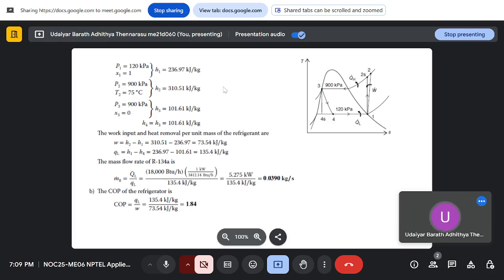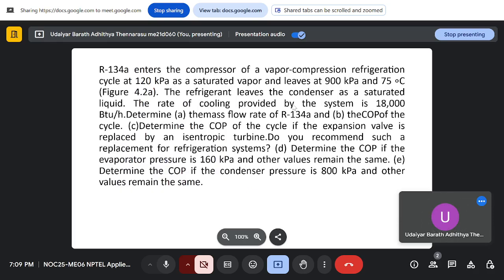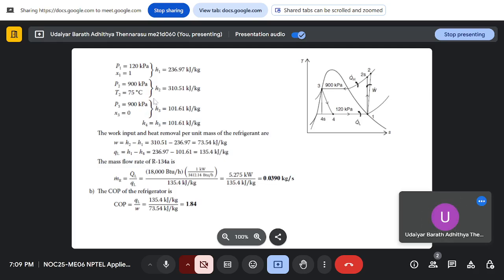So at this point my enthalpy is 236.97 kilojoule per kg, and we compress it isentropically. We reach 2s, but your exit state of the compressor is given, which is 900 kilopascal and 75 degrees Celsius. So enthalpy at this point is 310.51 kilojoule per kg, and state 3 is your saturated liquid condition for the ideal case. So at 900 kilopascal, my enthalpy is 101.61 kilojoule per kg.